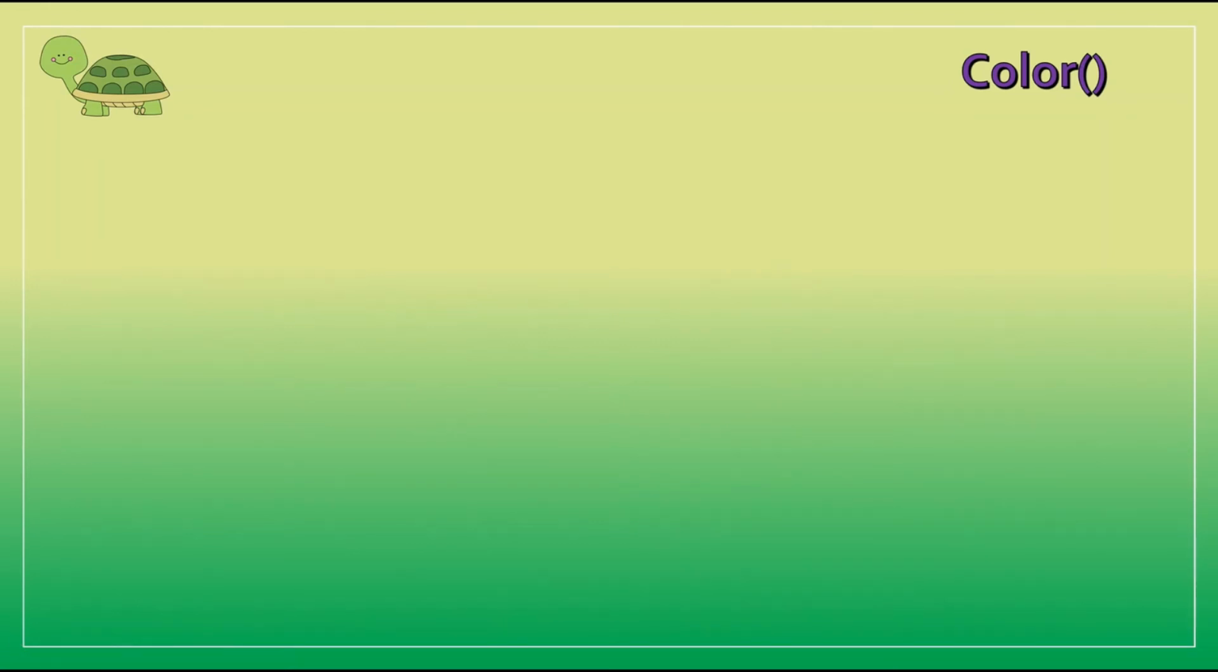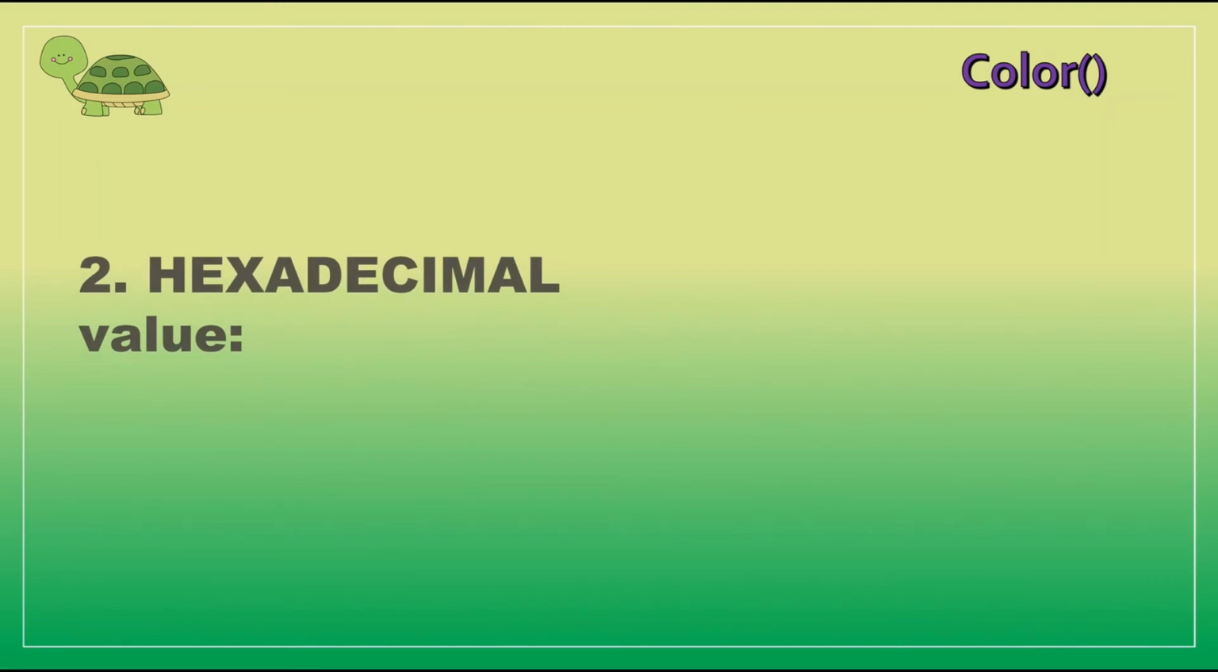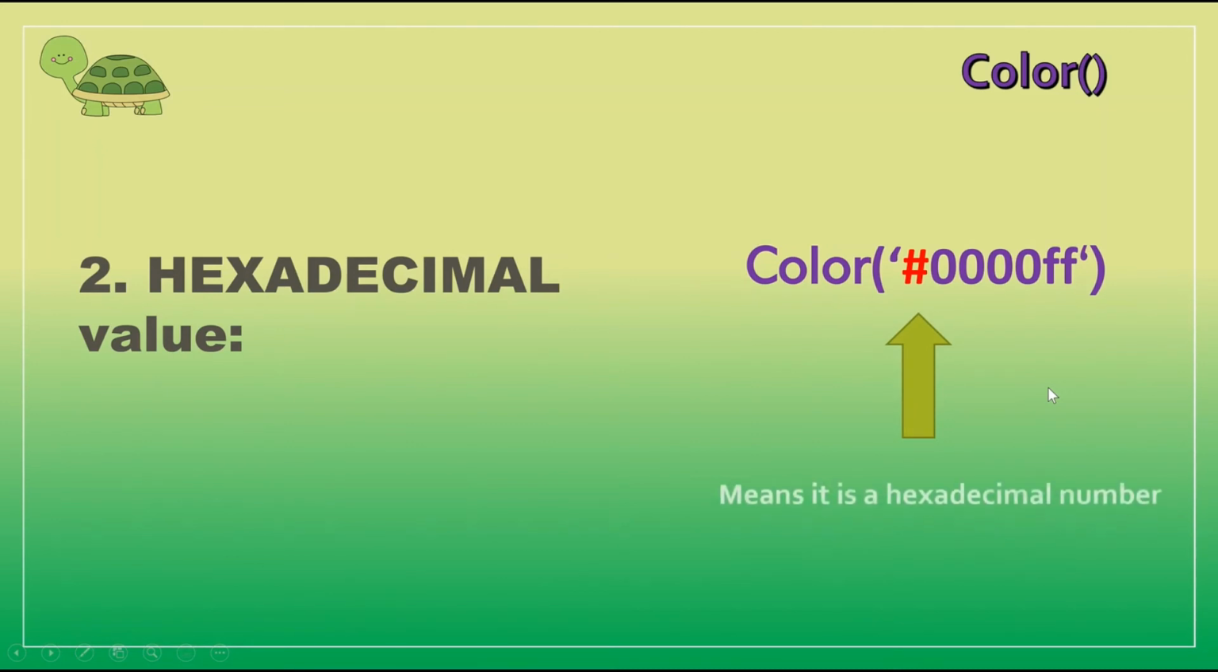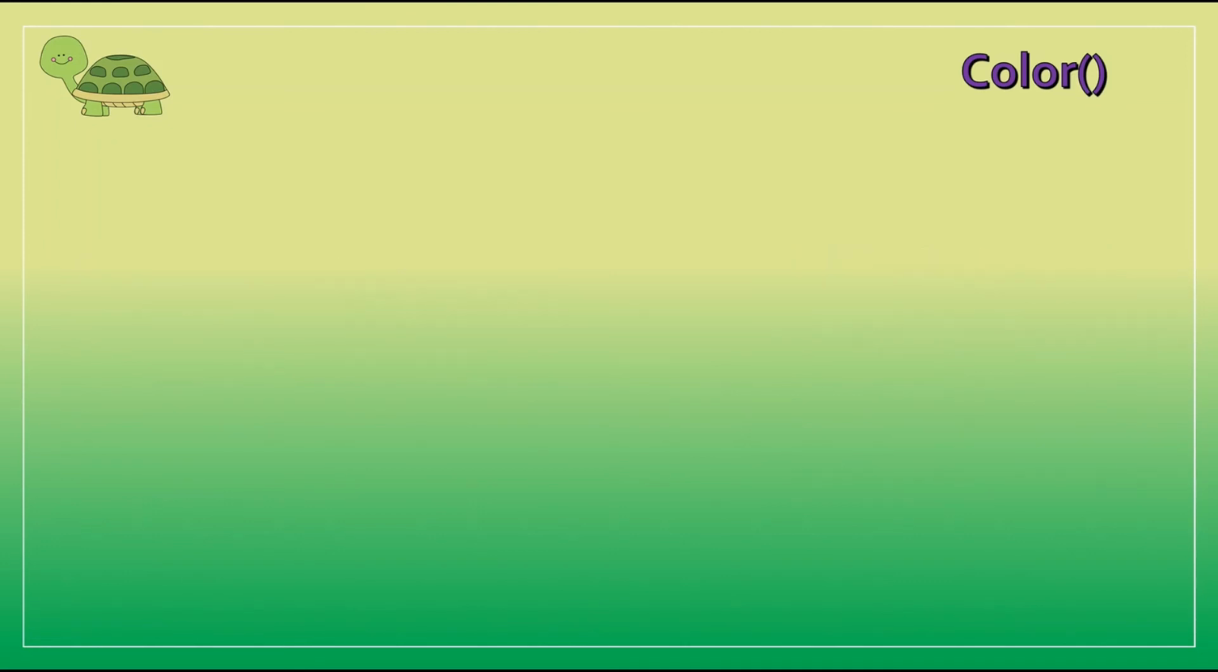The second way to do it is to use the hexadecimal value. Remember, when we use the hex value, we have to put the hashtag sign before the code of the hexadecimal value. You can find most of the colors on the internet. If you want very specific colors, you can look them up and use the hashtag sign to indicate that it is a hex value.